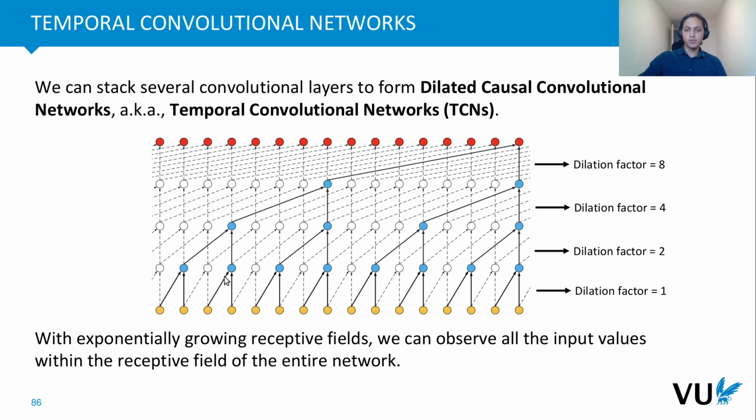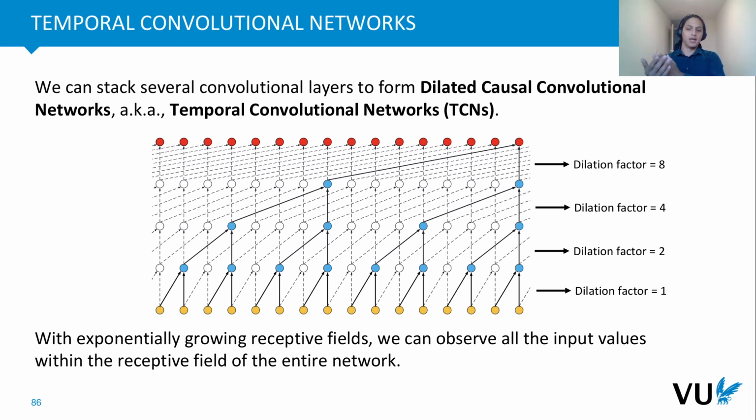So we have multiple layers stacked on top of one another. The first layer has a dilation factor of 1, the second a dilation factor of 2, the third a dilation factor of 4, and so forth. And if you look at this picture, we are really considering each of the values within the receptive field in order to do the computation.